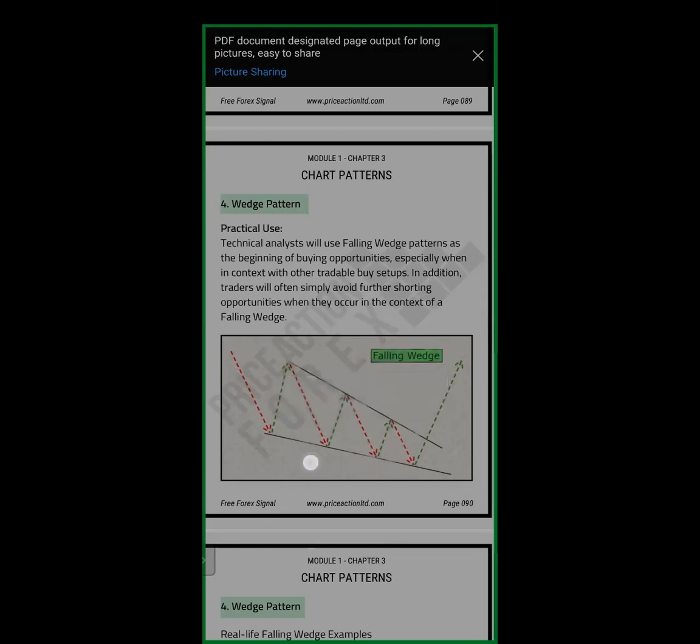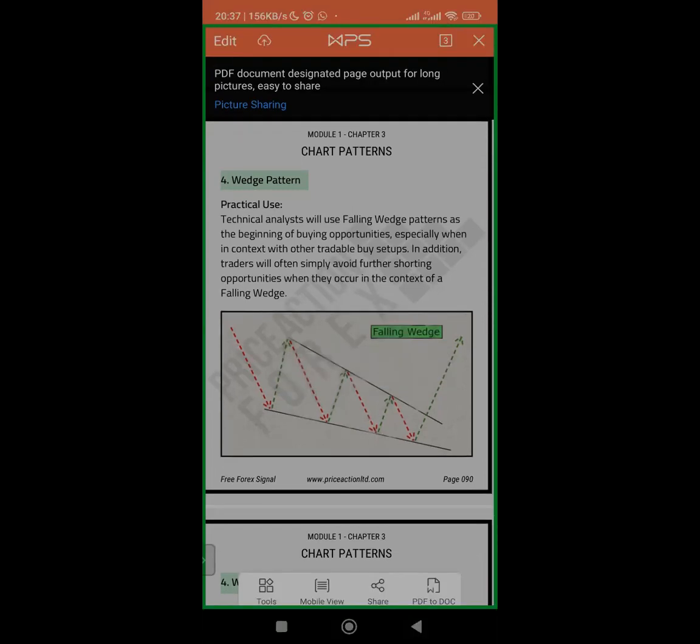In addition, traders will often avoid further short-term short opportunities when they occur in this context. So what they're trying to say is that especially when traders see a falling wedge, they avoid shorting that market. For example, you saw a falling wedge on BTCUSDT. They avoid anything concerning shorting that market, and rather start looking for buying opportunities.